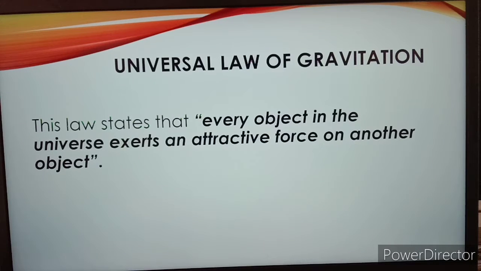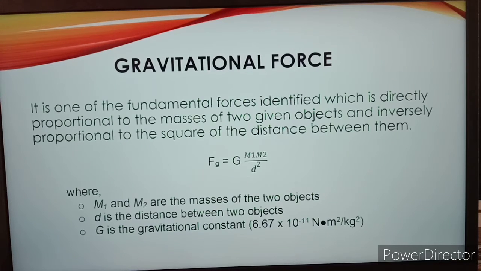This law states that every object in the universe exerts an attractive force on another object. We have here the gravitational force, which is one of the fundamental forces identified, which is directly proportional to the masses of two given objects and inversely proportional to the square of the distance between them.